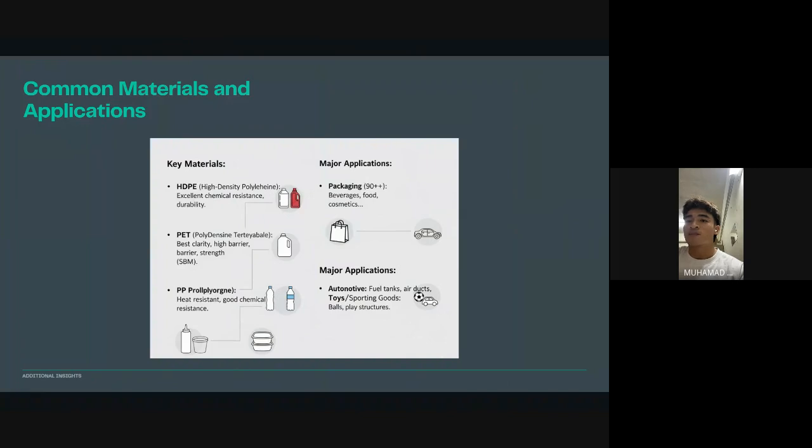The next product is polypropylene, or PP. It is chosen when the container needs to withstand high temperatures, like for hot fill food products. The applications are everywhere, primarily in packaging, but also extending to complex automotive parts like fuel tanks and air ducts. In manufacturing, the material dictates the process and vice versa, ensuring the final product meets its specific functional and cost requirements. Next.